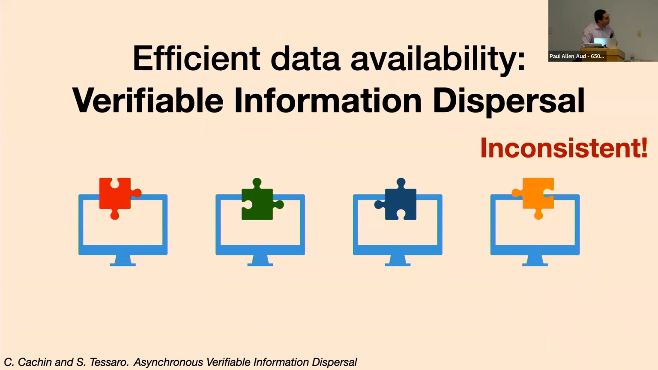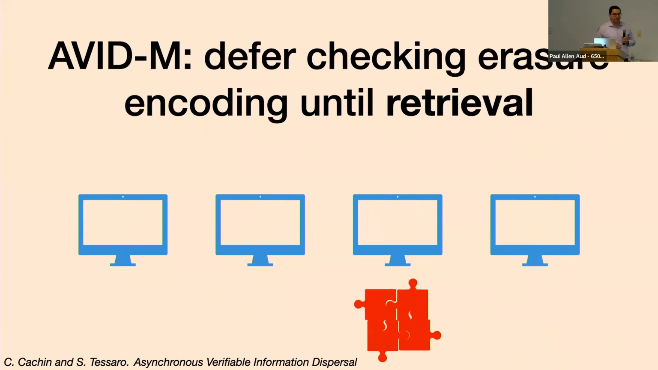So what AVID-M does is it says, instead of trying to actually guarantee the correctness of the encoding during the dispersal process, you can defer it also to when the nodes retrieve the block. Don't actually do it in the critical path of the dispersal. And let me describe the reason you could do this.